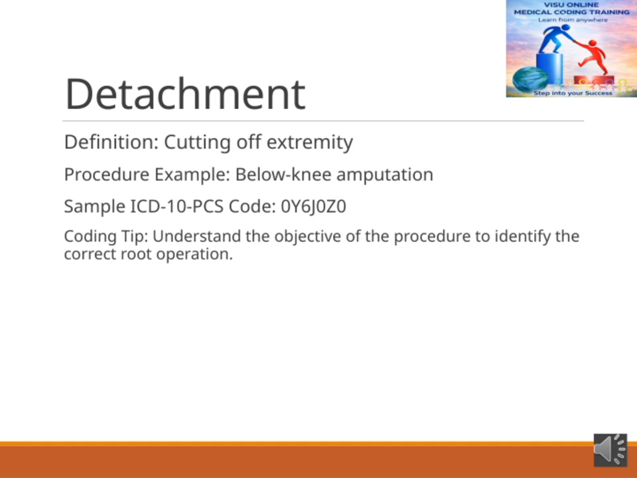A key point to remember is that understanding the objective of the procedure is crucial for coding correctly. You want to identify the root operation, which in this case is detachment, meaning the removal or separation of body parts. By grasping this, you'll be better equipped to select the appropriate codes and ensure accurate documentation. This ties into our overall theme of mastering procedural coding, where clarity on the purpose of each operation helps us assign the right codes efficiently and correctly.